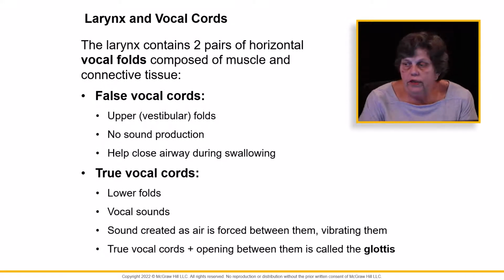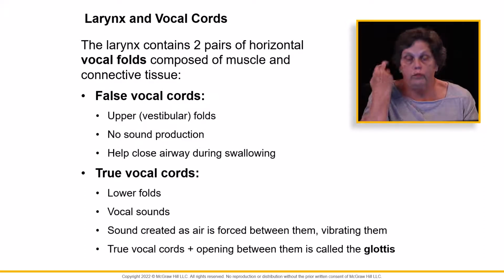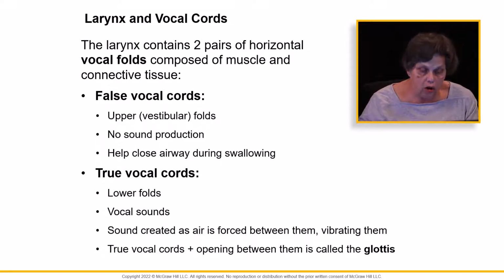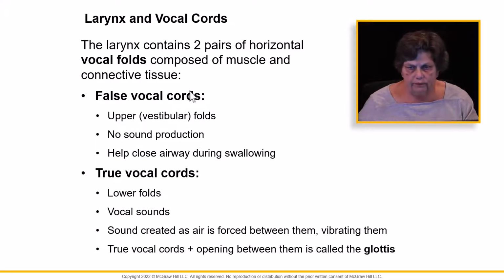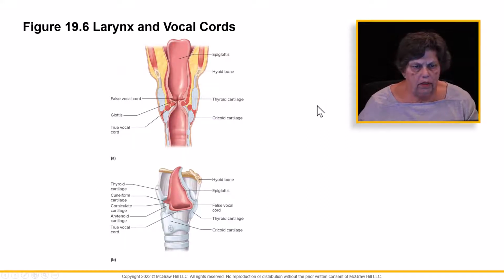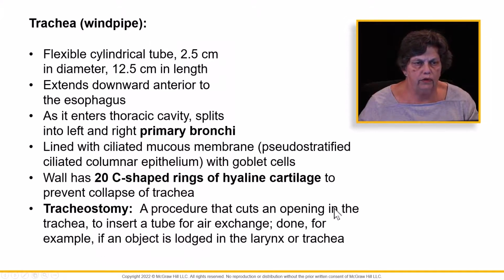Okay, so the larynx contains two pairs of vocal cords. We have false vocal cords and we have true vocal cords. The false ones don't make any sound production. They just help close the airway during swallowing, whereas the true vocal cords are what allow us to make sounds and allow us to talk. By vibrating them, that's how we make our sounds. You can take a look at those. There's a nice picture of them.